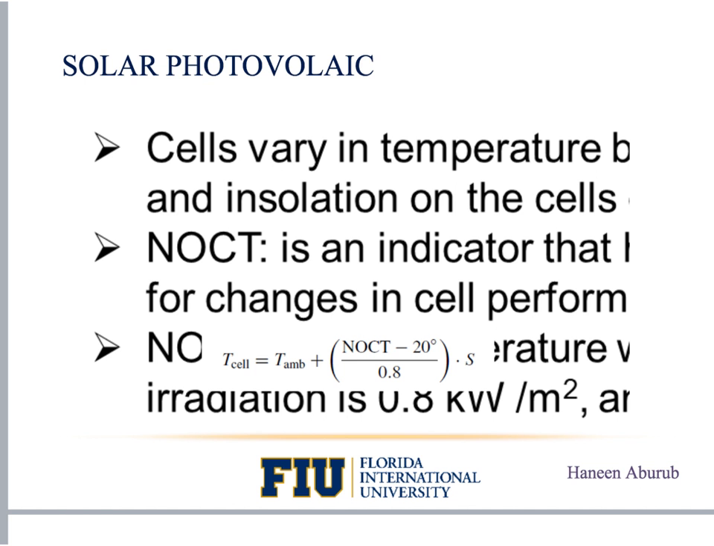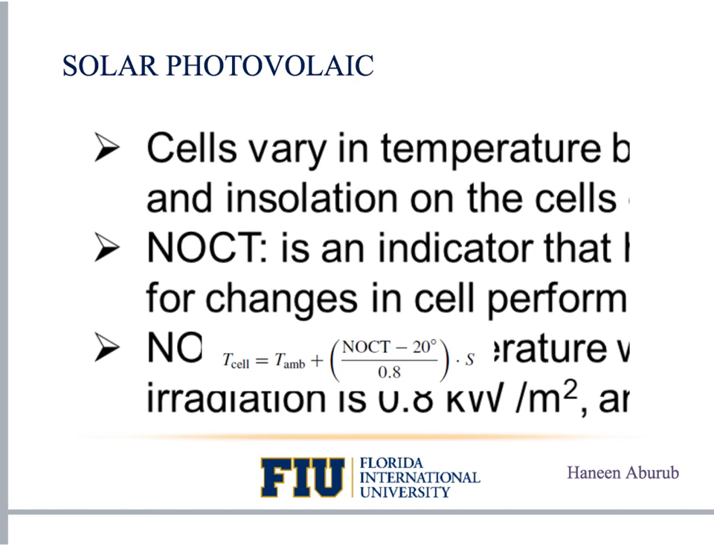Sorry for the confusion in the slides, but this slide talks about how cells vary in temperature because of the ambient temperature and the insolation on the cells changes. Since only a small fraction of the insolation hitting a module is converted to electricity and carried away, most of that incident energy is absorbed and converted to heat. There is the NOCT, which is an indicator that helps system designers account for the changes in the cell performance.